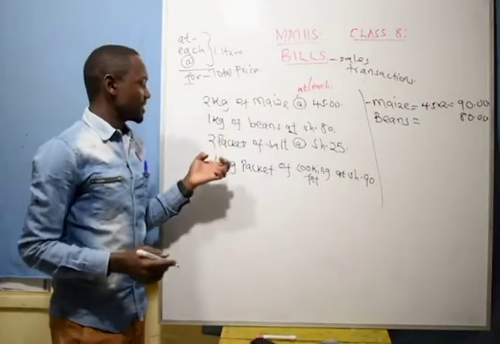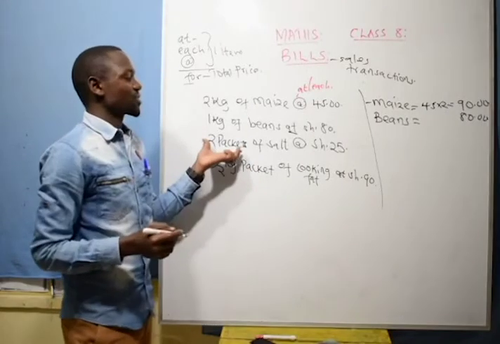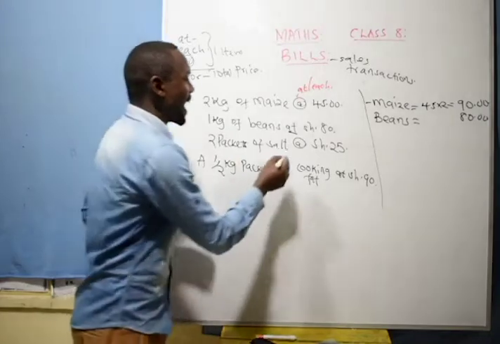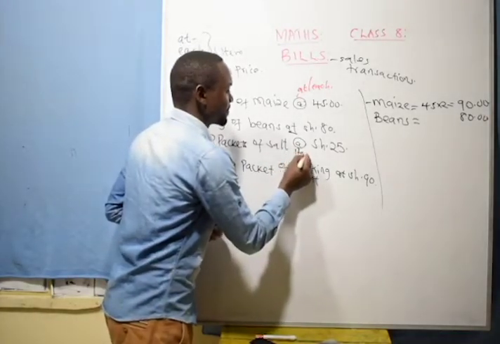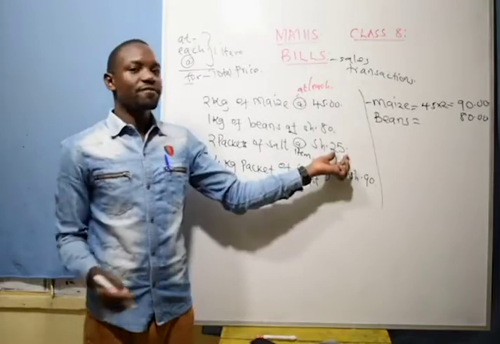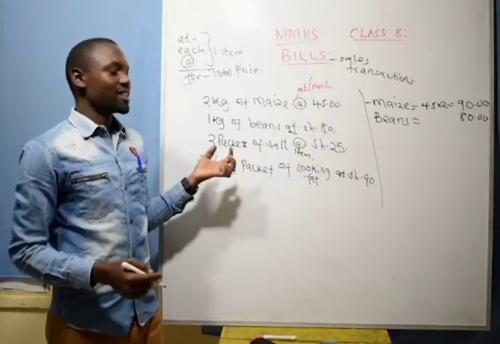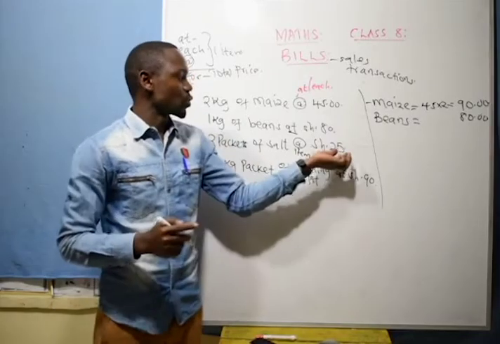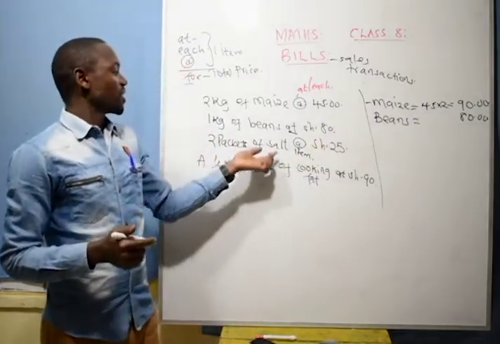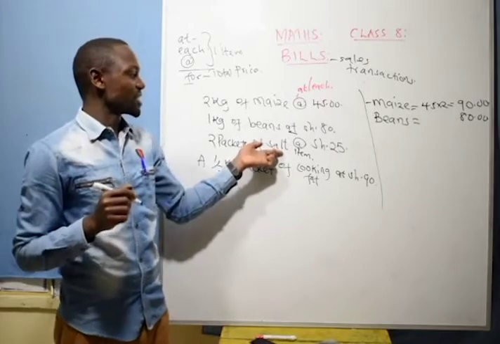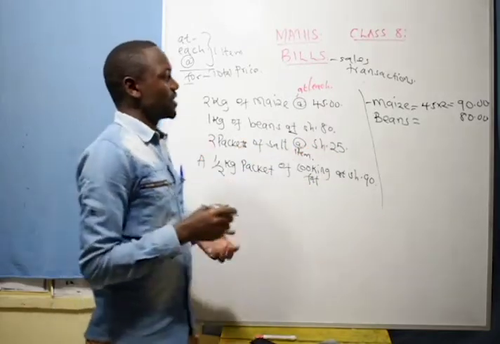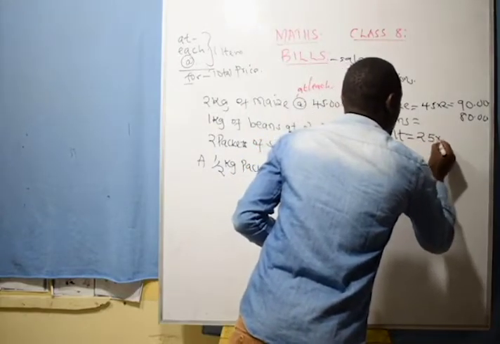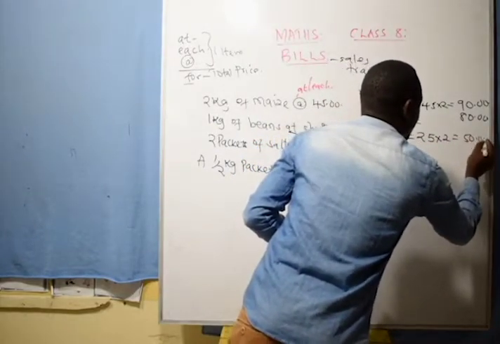In addition, this person bought 2 packets of salt. At, I said, means 1 item. At 25 shillings. How many packets did this person buy? 2. How much did he pay for 1 item? 25 shillings. So how much did he spend on salt? It is 25 times 2, which is 50 shillings.